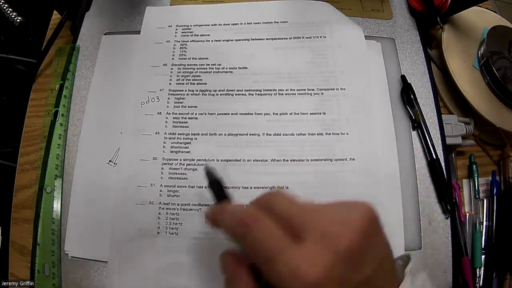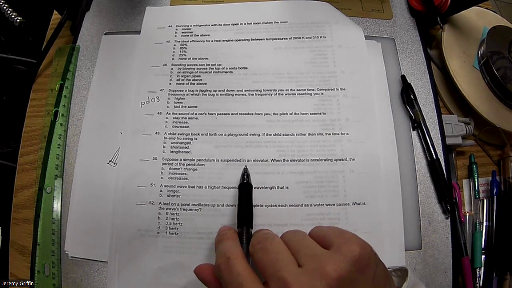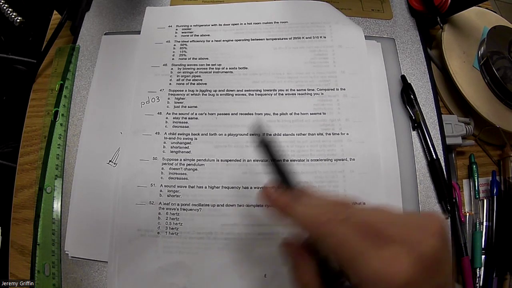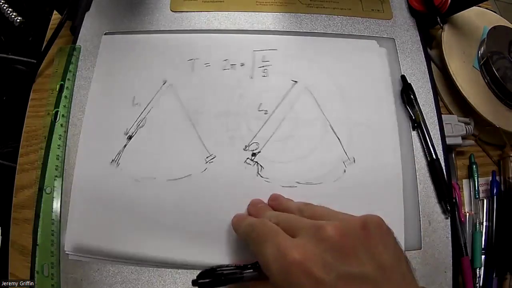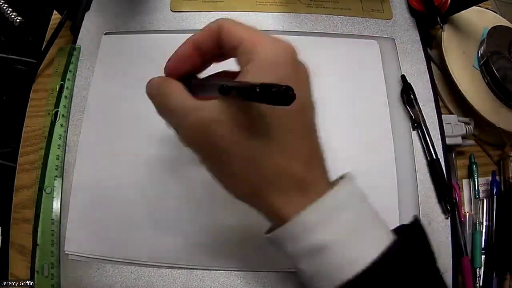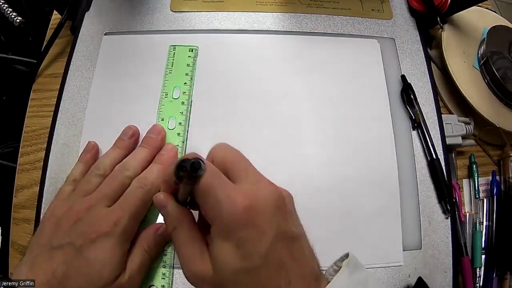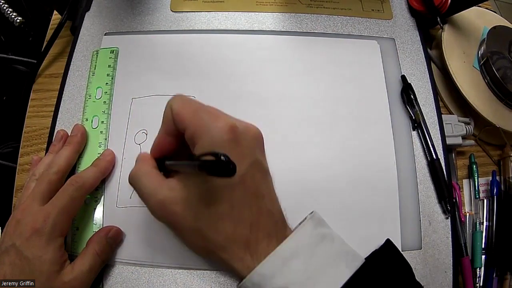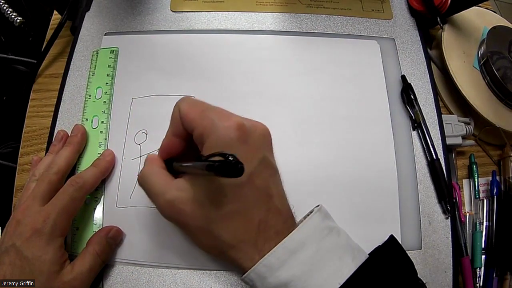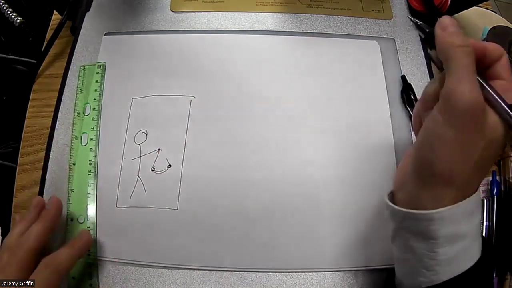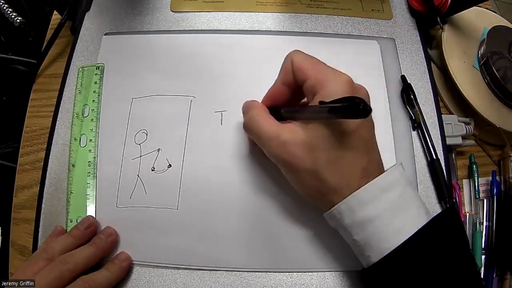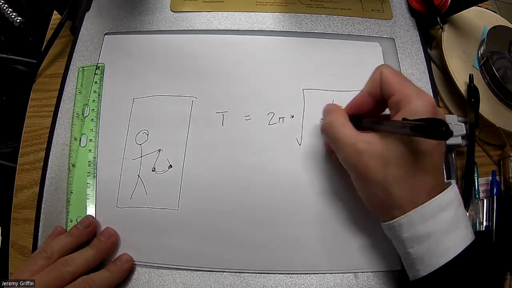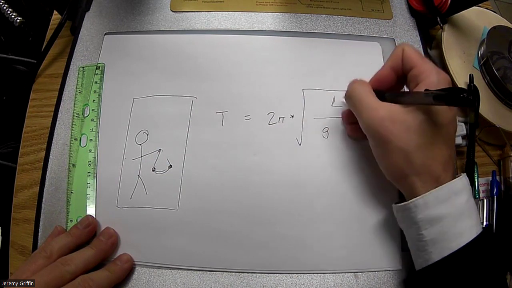Suppose a simple pendulum is suspended in an elevator. When the elevator is accelerating upward, the time period for the pendulum... Let's go inside the elevator here. There's you standing in the elevator, and you brought your pendulum, swinging it back and forth. It takes some time to swing back and forth. We've got 2 pi times the square root of L over g, so the length is whatever it is.